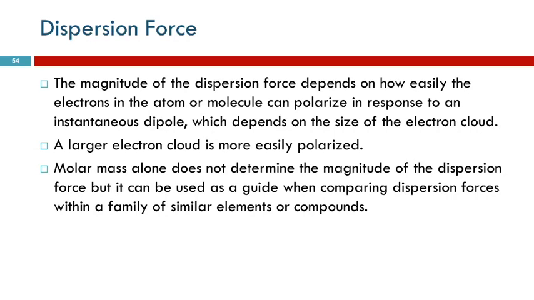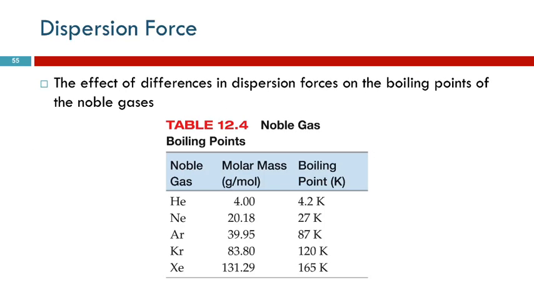Molar mass alone is not the only thing that determines the magnitude of dispersion forces, but we can use it as a guide when we're comparing similar elements or compounds. And I'm very selective in what I ask you to compare, especially on an exam. So if we look at the noble gases, these guys are similar, right? They all have full valence shells, they have their octet, they're cool with themselves, they don't interact much with others.